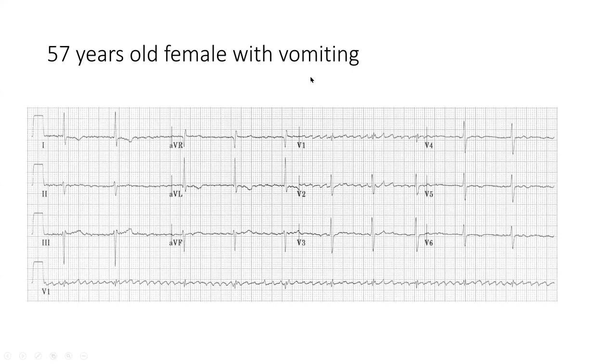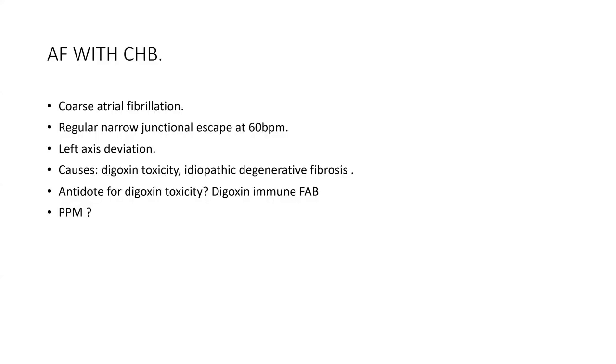So the diagnosis is AF with complete heart block. This is the only case in which AF becomes regular: complete heart block. The findings are coarse atrial fibrillation, a regular narrow junctional escape at 60 beats per minute, and left axis deviation clearly. The causes for this ECG are digoxin toxicity, or idiopathic degenerative fibrosis in a patient with chronic atrial fibrillation.